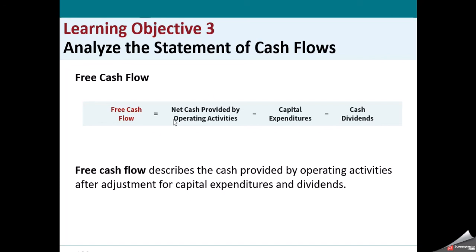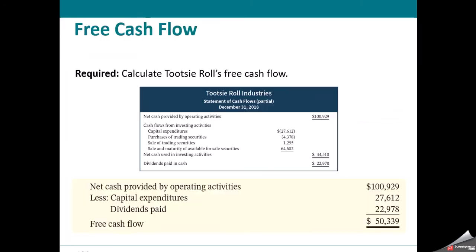So you take your net cash provided by operating activities minus your capital expenditures minus your dividends. And if you have a positive number, that means you have enough cash coming in from your sales to cover all of your investing activities. Which is great. If it's negative, it means the company needs to borrow some money. They need to do some financing activities or sell some shares of stock.